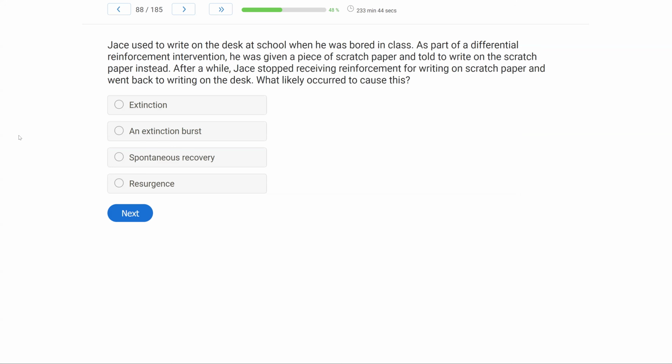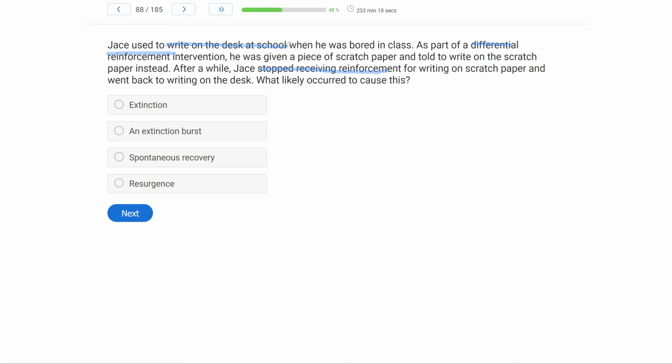All right, so let's think about what's happening in the scenario. What do we know so far? We know Jace was taught a new behavior, was doing the behavior, stopped receiving reinforcement, and then went back to the old behavior. Now, the key here is we know differential reinforcement was used, and so extinction is in play. So his behavior of writing on the desk was on extinction.